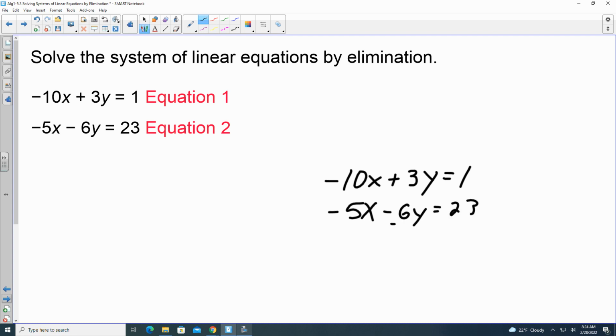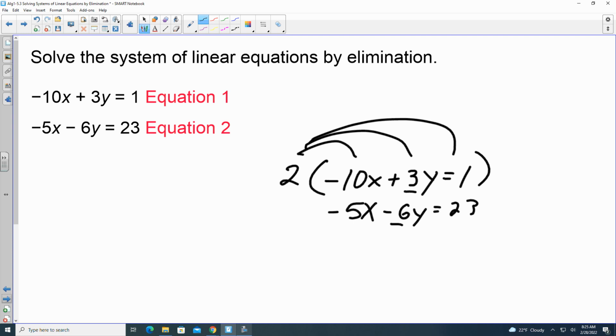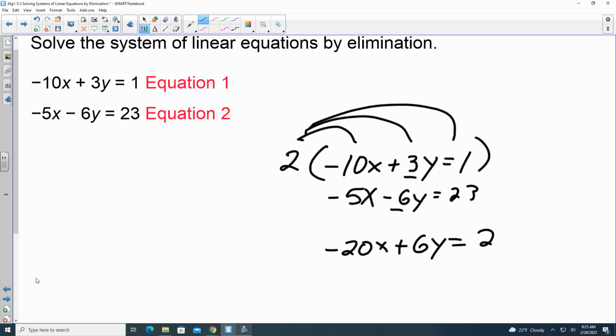And looking at this negative 6 and looking at the positive 3, 3 can actually go into 6 if I multiply 3 by 2. But what I have to do is multiply the entire equation by 2 in order to keep it balanced. So when I do that, I distribute the 2 to every term in that first equation, which now becomes negative 20x plus 6y is equal to 2.